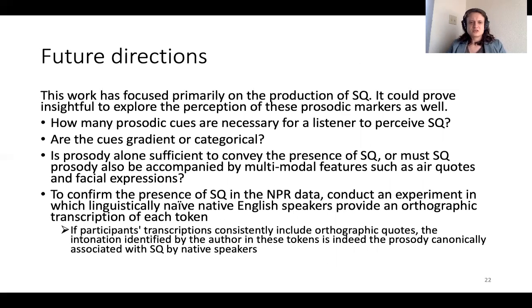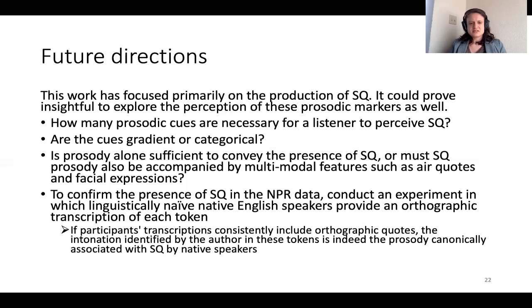Some future directions for this work. This work has focused primarily on the production of subclausal quotation. It could prove insightful to explore the perception of these prosodic markers as well. So first, how many of these prosodic cues are necessary for a listener to perceive subclausal quotation? And relatedly, are these cues gradient or categorical?